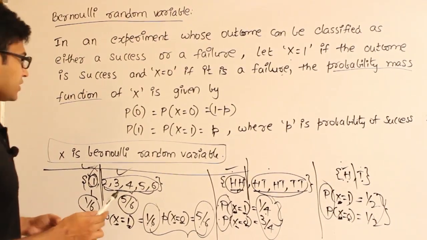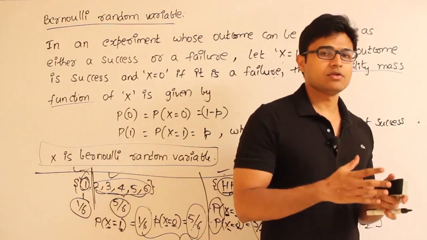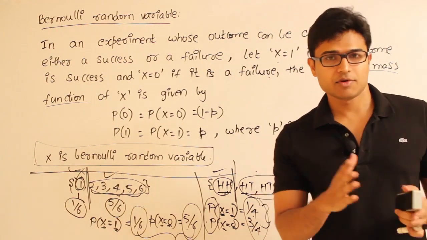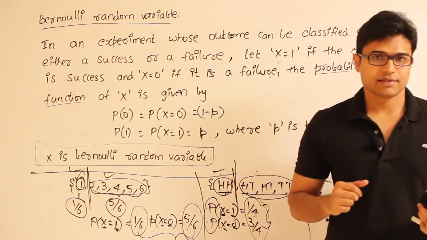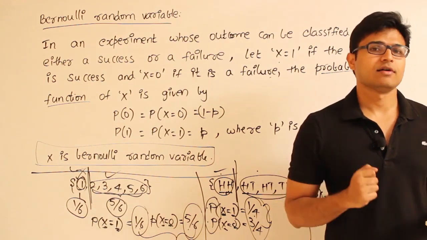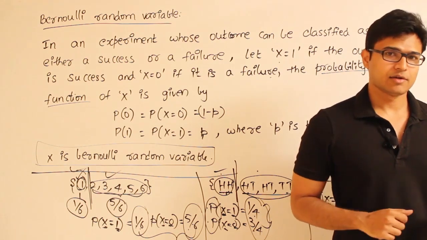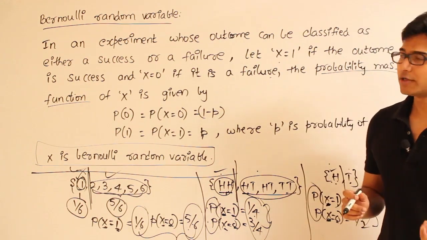So simply put, in any experiment, if you have only two possible outcomes, even though the outcomes are many, if you can divide them into two broad classes, one is success and the other is failure, and if you can assign a random variable denoting success and failure, then such a random variable is called a Bernoulli random variable.